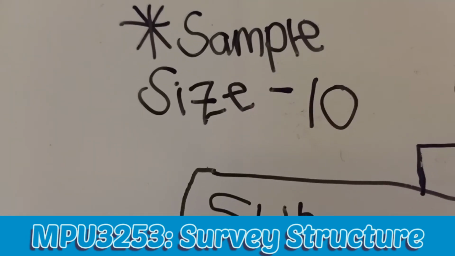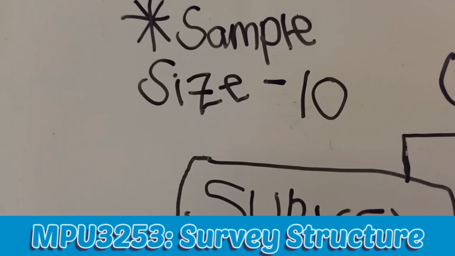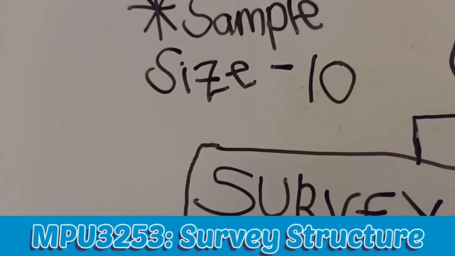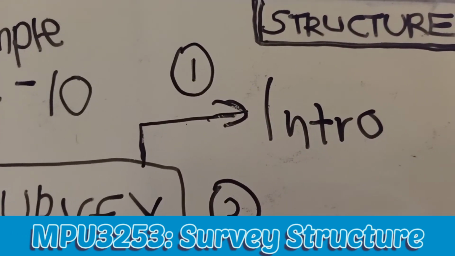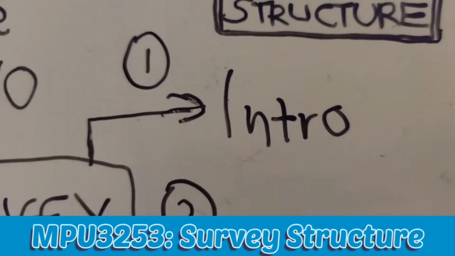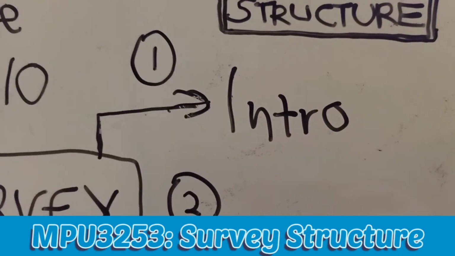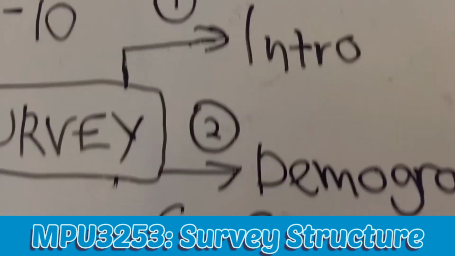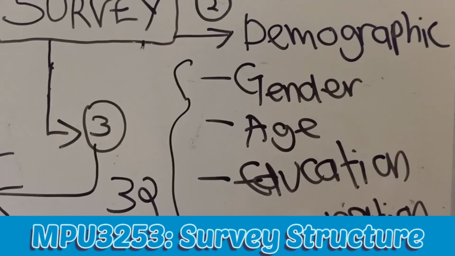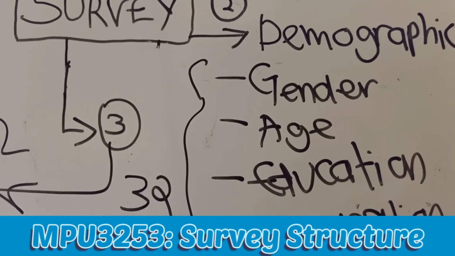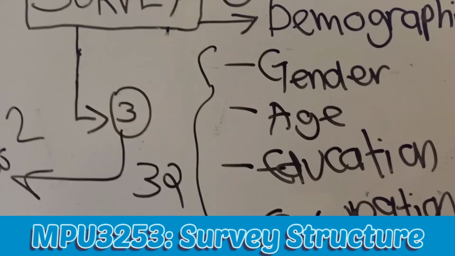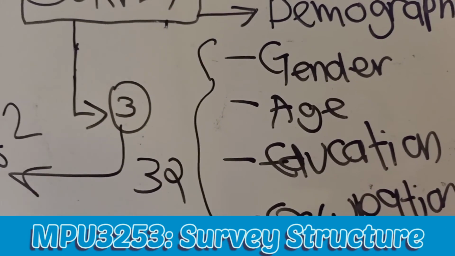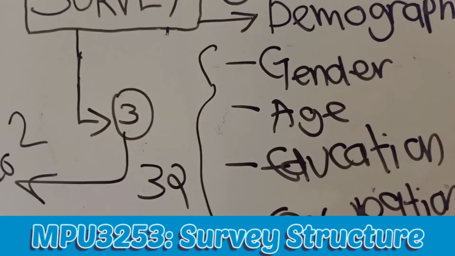So first, the rule of thumb is that you need a minimum of 10 respondents, and the basic thing to start your survey is always to start with your intro. If you want to add your logo inside your survey, then you can. And then you have demographic questions, which are gender, age, education, and occupation. For some students this is really simple, but just in case you need a refresher to start your survey, this is the basic question.